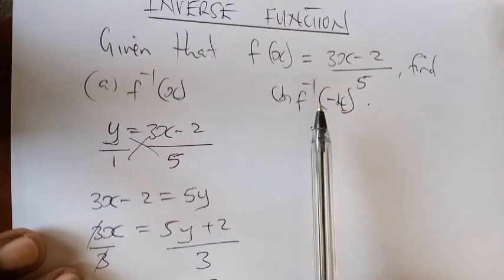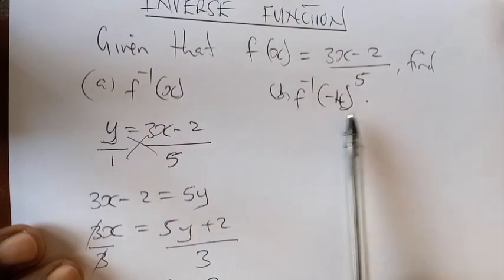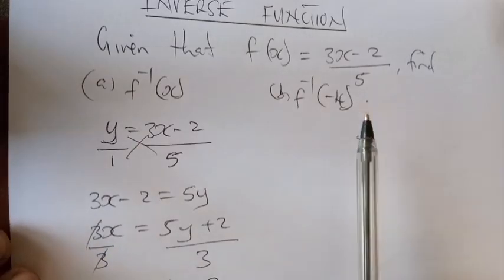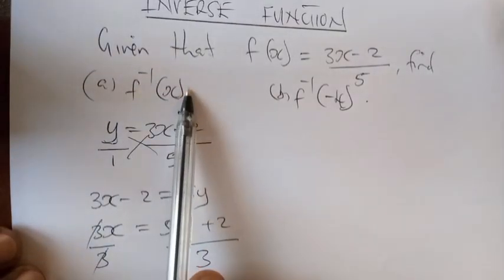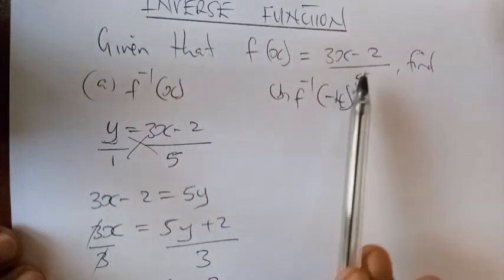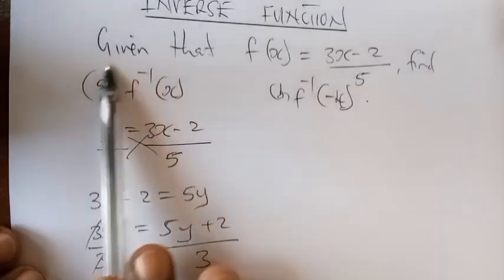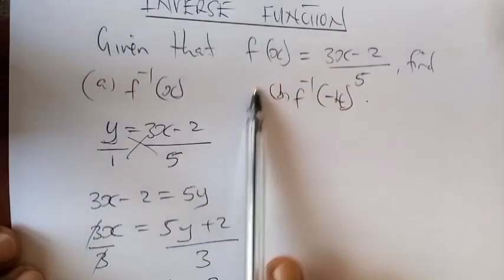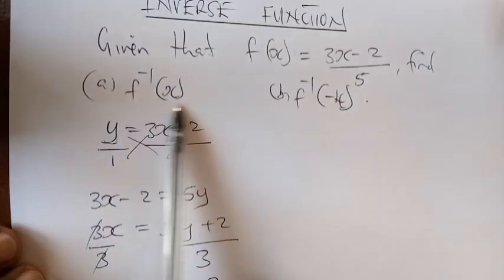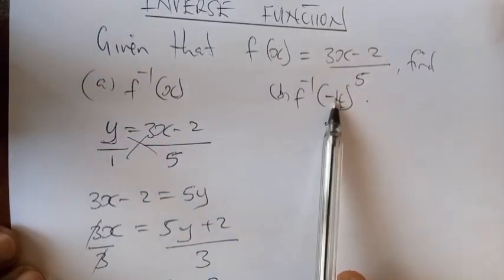Then for the second part, the function f inverse of -4, we are going to use the function f inverse of x that we have found here as our formula. We are not going to use that one because this one is just a normal function, but we are going to use this one because this part and that part are the same. But where there's x in that formula, that is where we are going to put a -4.